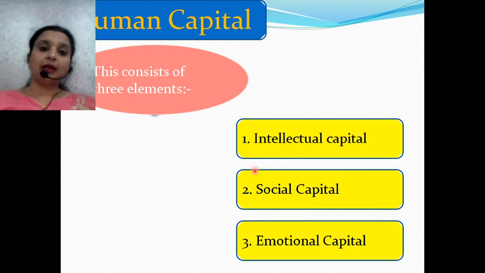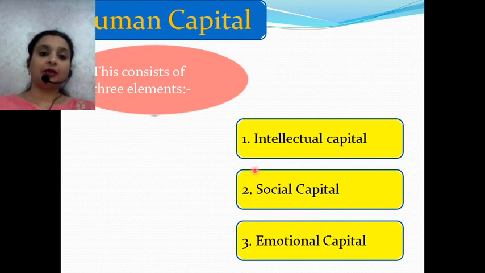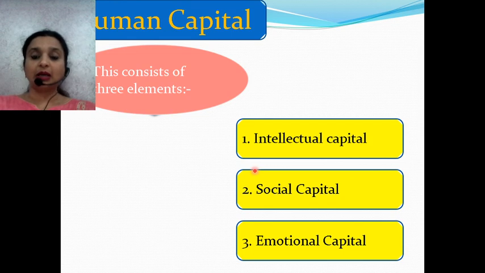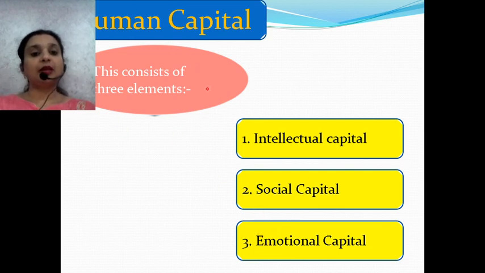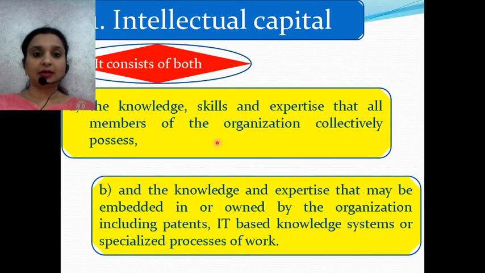Now, human capital elements. We know there are three elements. First is known as intellectual capital, the other one is known as social capital, and the third one is known as emotional capital. So let's begin with intellectual capital. What is that? Let's understand the concept.